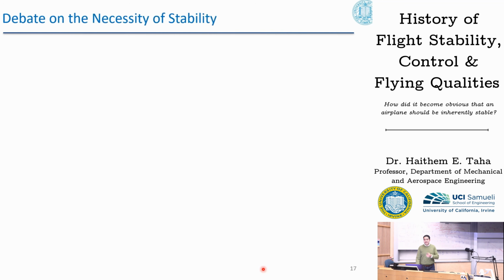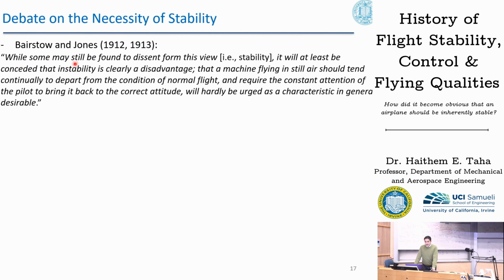So this actually initiated a debate on the necessity of stability in the community that remained open for decades to come. On one hand, you will find people like Bairstow and Jones saying something like, while some may still be found to dissent from this view, meaning stability, it will at least be conceded that instability is clearly a disadvantage, that a machine flying in still air should tend continually to depart from the condition of normal flight and require the constant attention of the pilot to bring it back to the correct attitude will hardly be urged as a characteristic in general desirable.